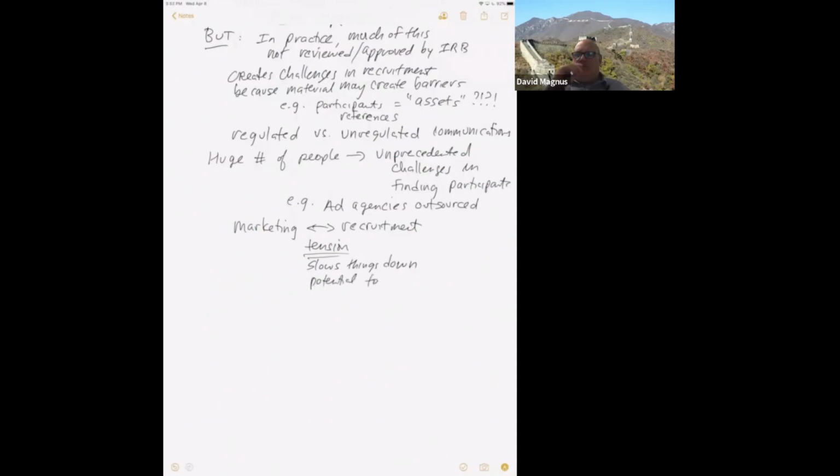A second set of issues, so that's the first set of issues around the recruitment side of things. A second set of issues is around the return of results. So when you're going to have a big repository, you're going to learn stuff about people.